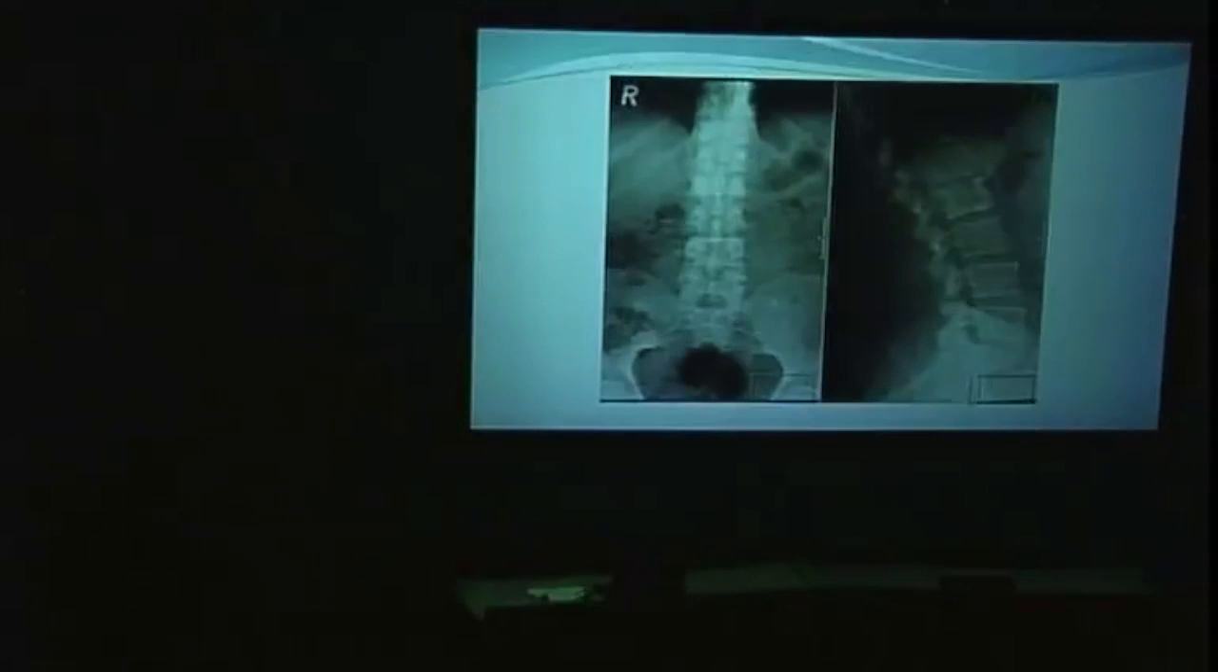Again, we can see five lumbar vertebrae. L2 in this case is sclerotic. It's a bit sclerotic really. The pedicles are intact. Nothing much else seen there.